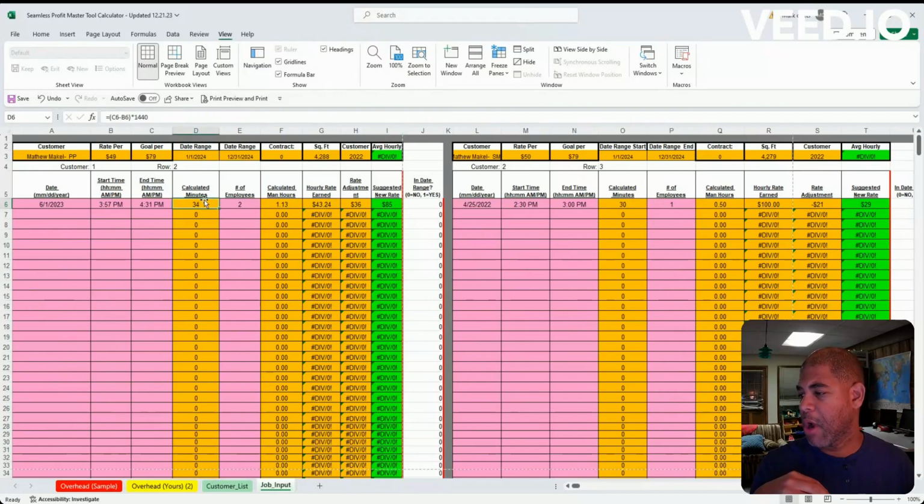This property probably takes us more like 18 minutes to do, and I'm curious what happens if I enter in 18. Bingo. So if we enter in 18 minutes and it takes us 18 minutes to do it, our earned hourly rate is about $81.67. Now, this is good for this lawn. Just keep in mind, we're trying to make profit, not just cover our expenses.